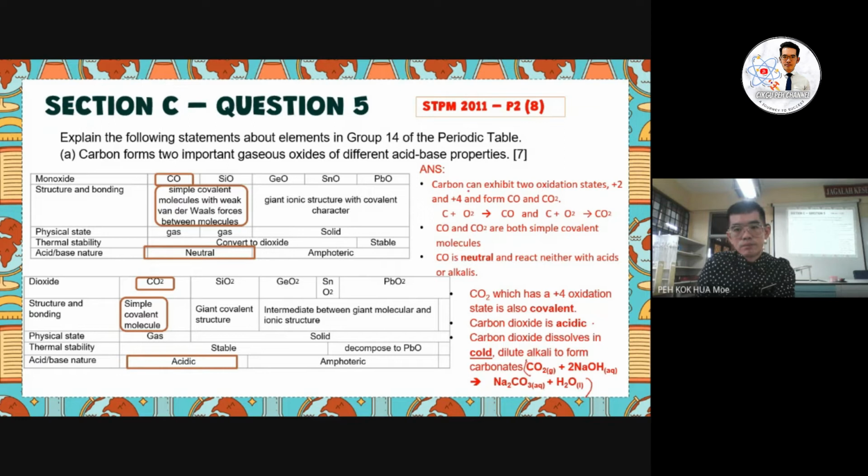First, you must identify what the gases are here. There are carbon dioxide and carbon monoxide, so these are the two important gases. And then you give the equation, discuss the structure, and then state that carbon monoxide is neutral and does not react with acid or alkali. Then carbon dioxide is in the +4 oxidation state and is acidic, and will react with alkali to form carbonate. So you give the equation.